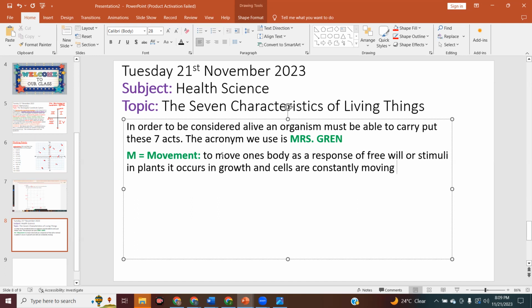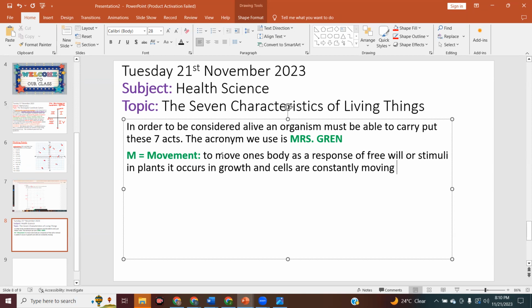So for example, statues can't move. It's not alive. I mean, when I say move, I don't mean that something is moving it. I mean that it moves itself, right? That's one of the characteristics of being alive. You have to be able to move, right?